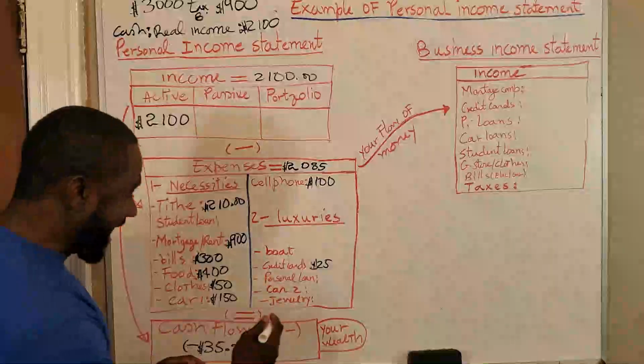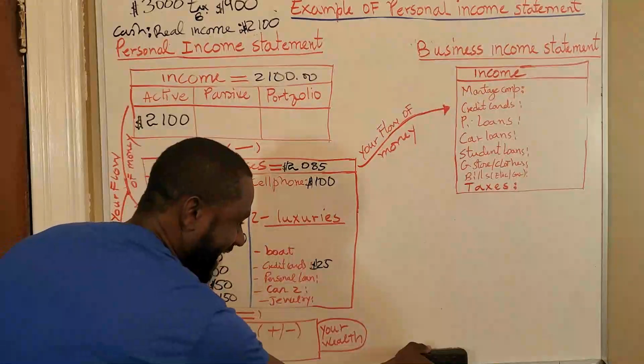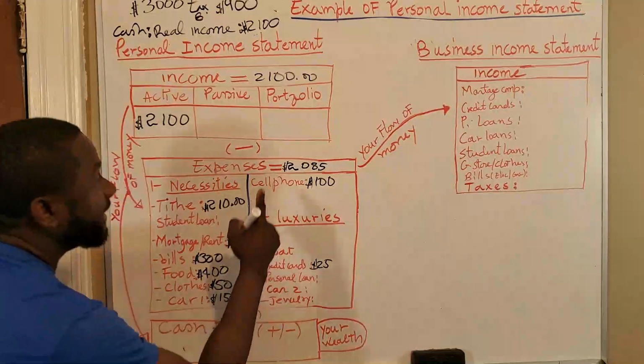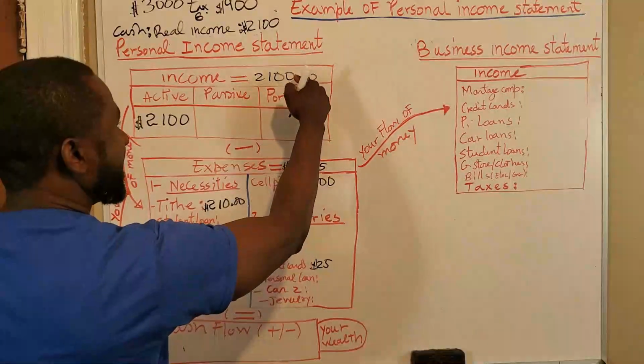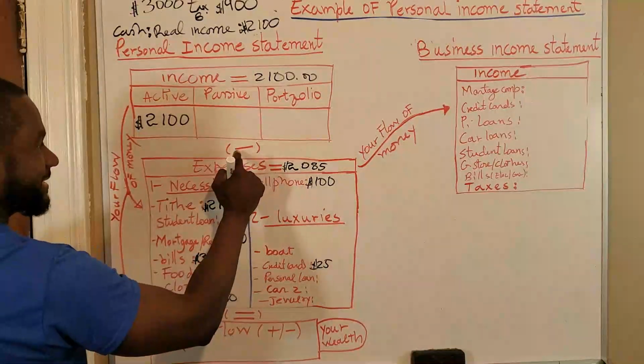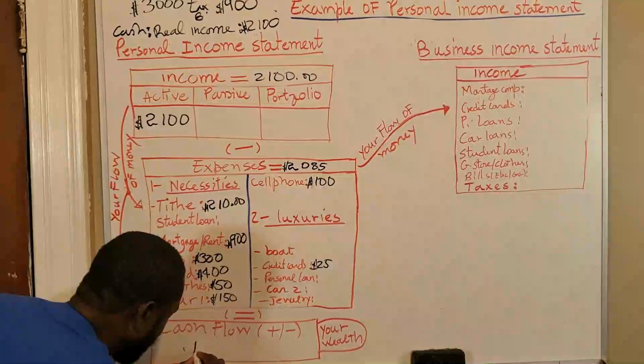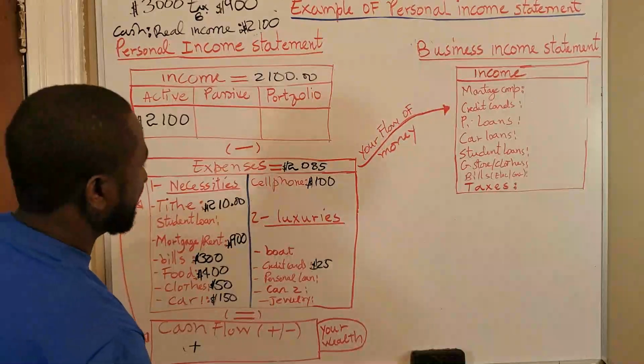Okay? So now if we look at the cash flow or net income every month, it's $2,100 minus $2,085. They have a positive cash flow of $15.